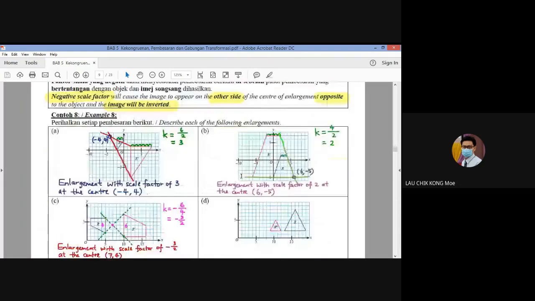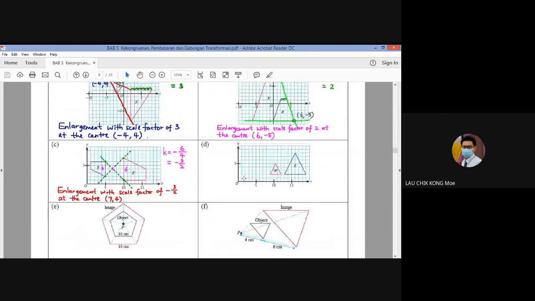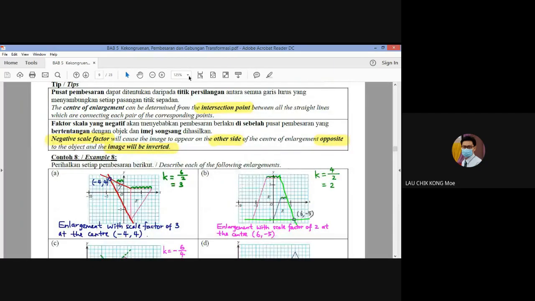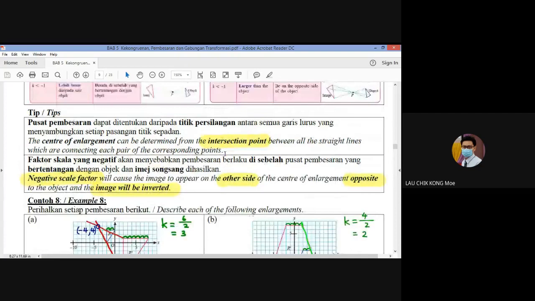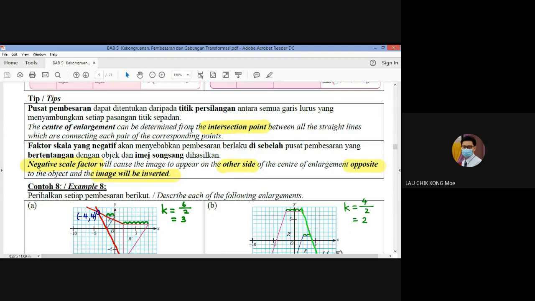Okay, so I think that this is our last exercise before we stop this morning. So later on I will give you some exercise. So tips number 1, the center of enlargement can be determined from the intersection point between all the straight lines which are connecting each pair of the corresponding points. So actually the center of enlargement, bagaimana kita nak tentukan pusat pembesaran ini ya? Kita boleh tentukan daripada titik persilangan. Titik persilangan nanti saya akan beritahu apa maksud intersection point dalam contoh lapang nanti ya.